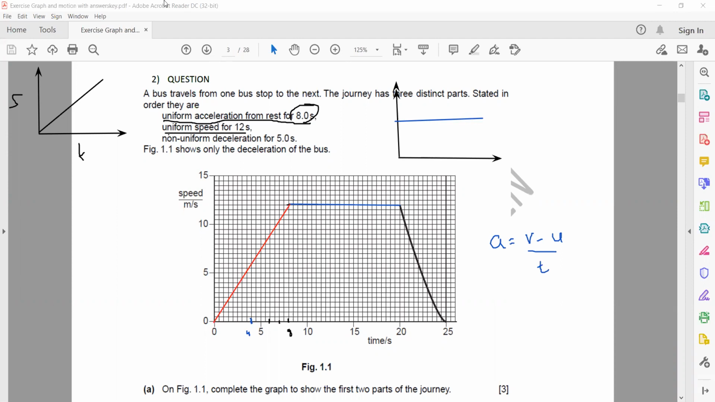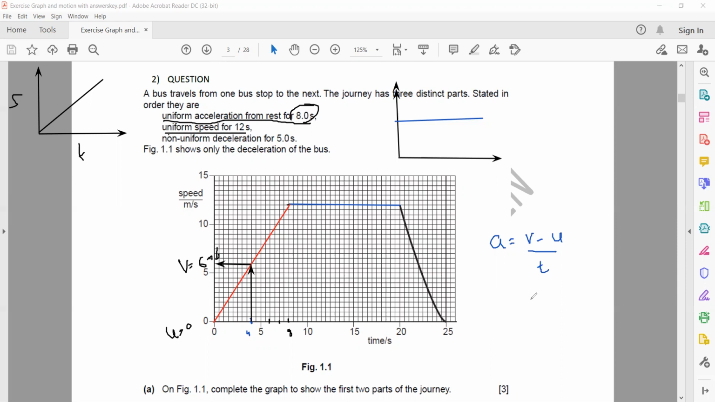What about the speed of the bus? So when time is 4, the speed of the bus is 6. So the final speed is 6 meters per second. And what about the starting speed? Initial speed is 0.